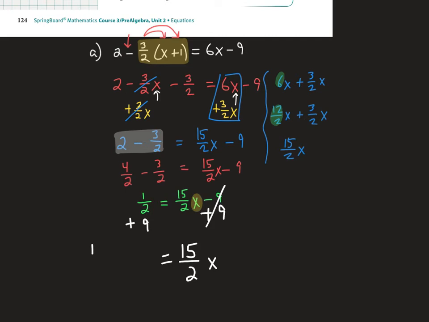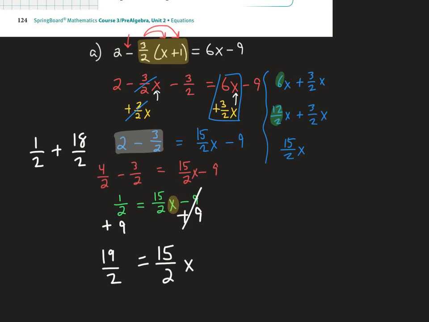1 half, let's do this on the side here. 1 half. If I'm going to add 9, again, I need a common denominator. So 9 is equal to 18 over 2. So this side of the equation, when we combine those together, ends up becoming, if we do 1 over 2 plus 18 over 2, we're going to get 19 over 2. Okay, and so now we have 19 over 2 equals 15 over 2x.